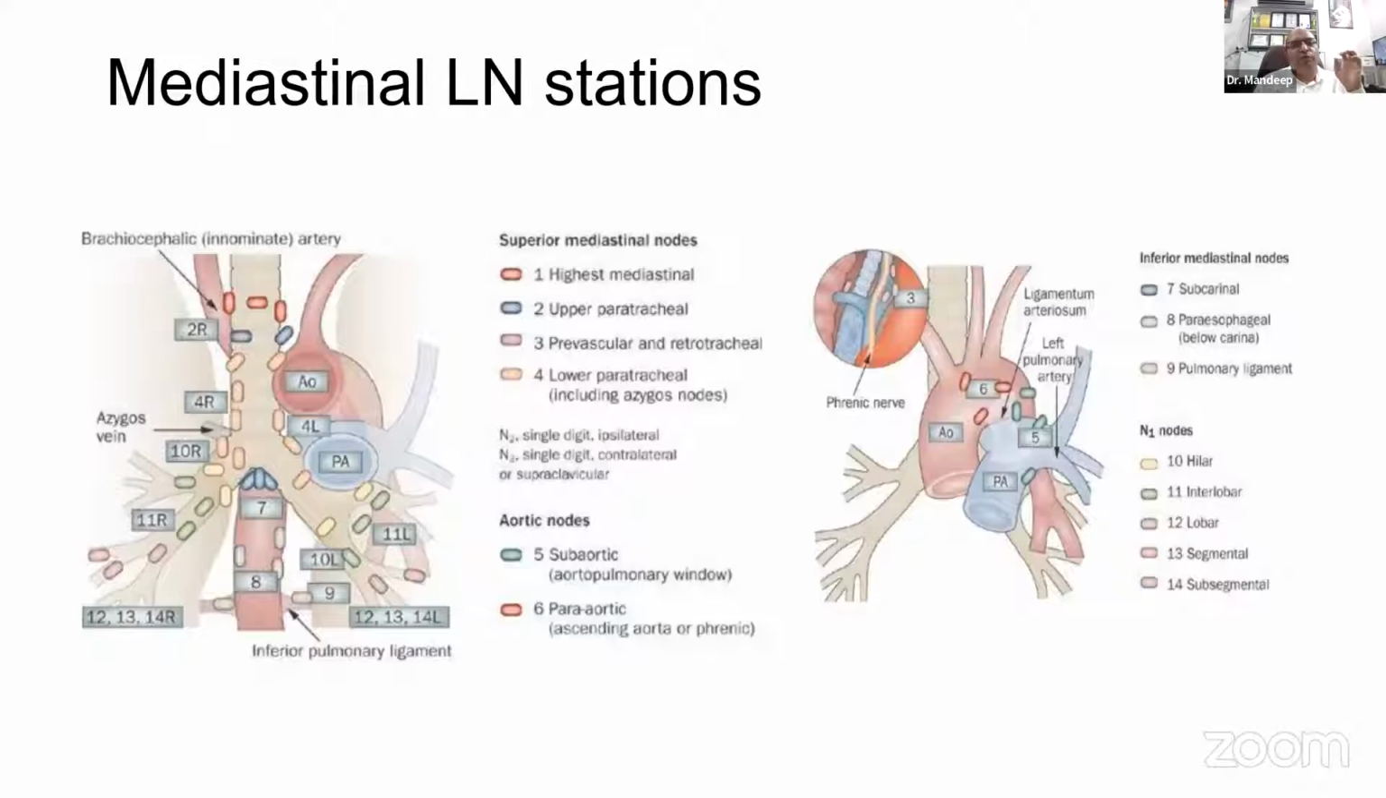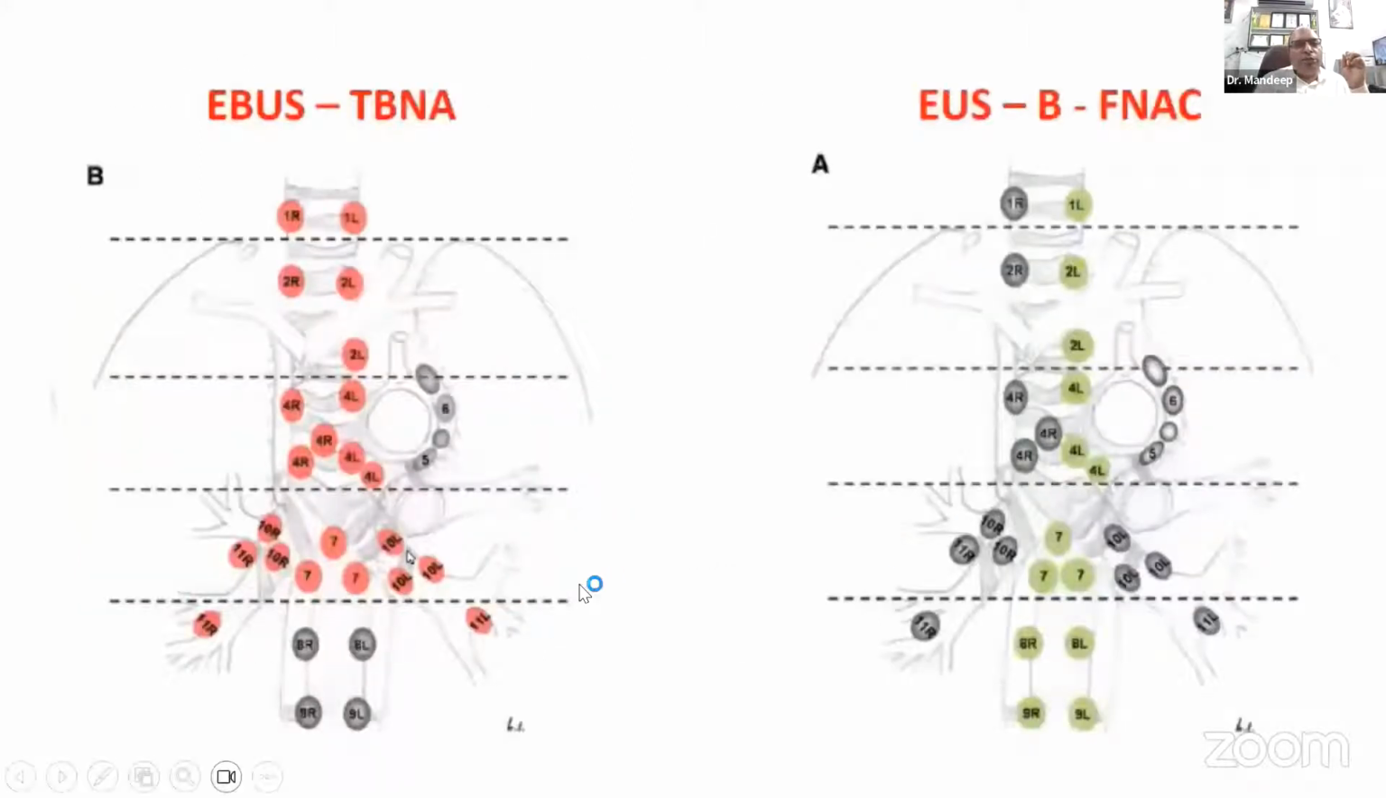So these mediastinal lymph node stations you all very well know. All the stations documented in red can be approached by EBUS TBNA: 1R, 2R, 4R, 10R and L, 7 subcarinal lymph node, and 11R and 11L. The stations which are usually not approachable are the 5 and 6 and the 8 and 9 lymph node stations.